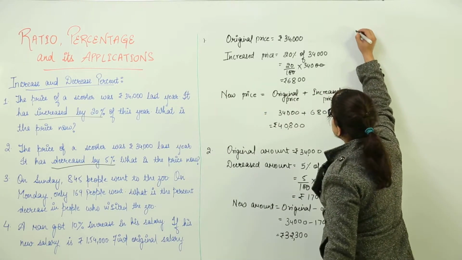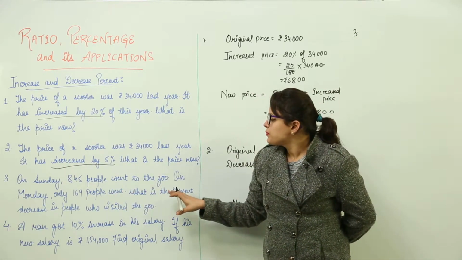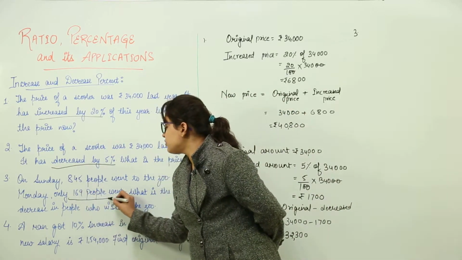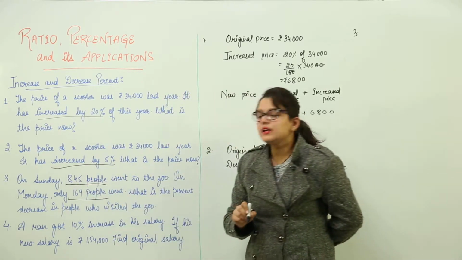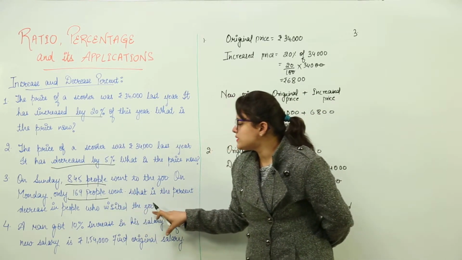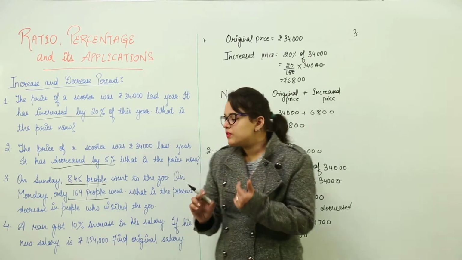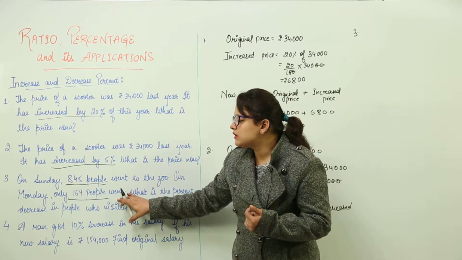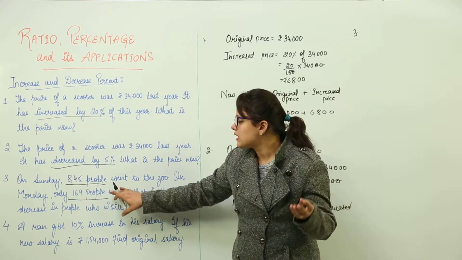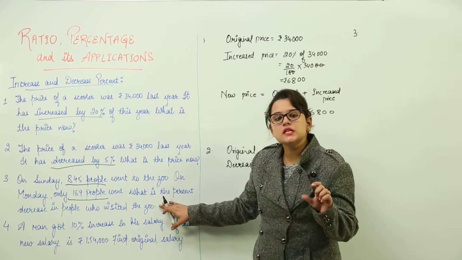The third question says, on Sunday, 845 people went to the zoo. On Monday, only 169 people went. So we have the data for 2 days, that is 845 and 169. What is the percentage decrease in people who visited the zoo? We have to identify, first of all, is it going to decrease or increase? The number of people are decreasing as we are moving from Sunday to Monday. So that is what we have to find. We have to find out the percentage decrease.